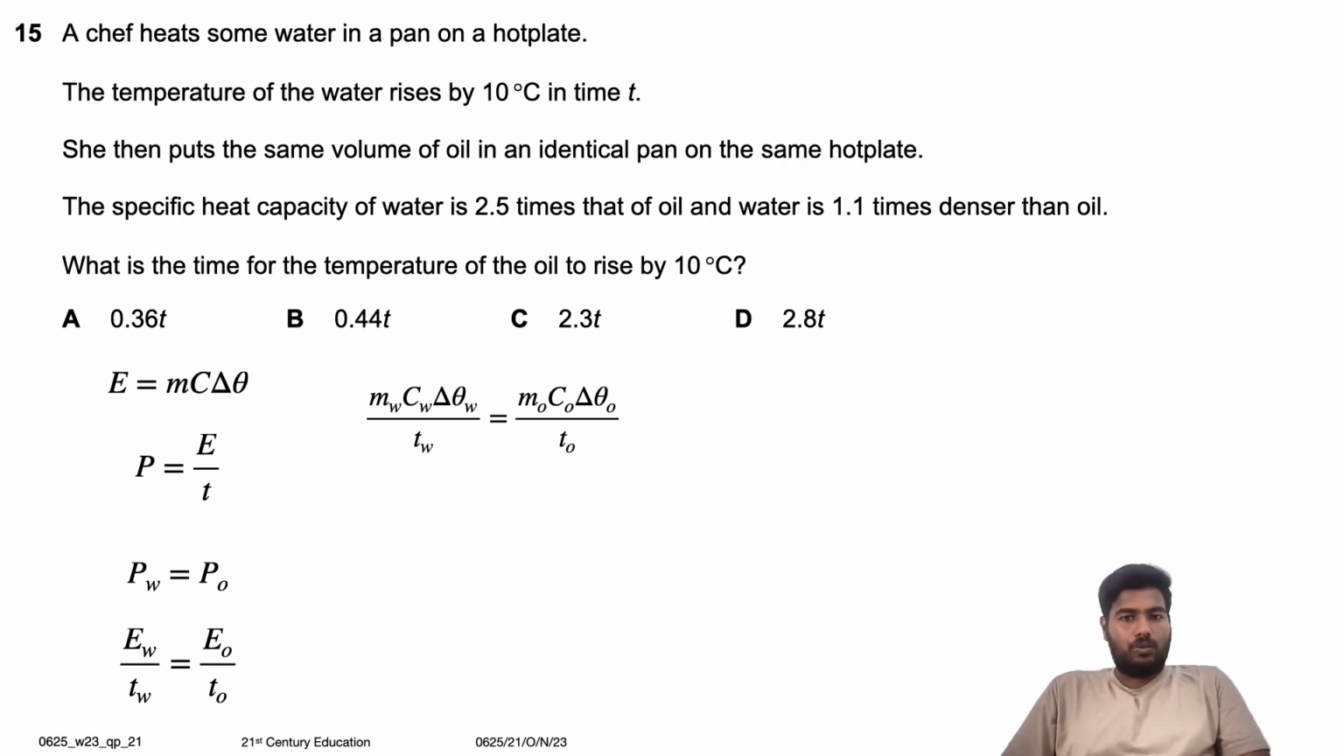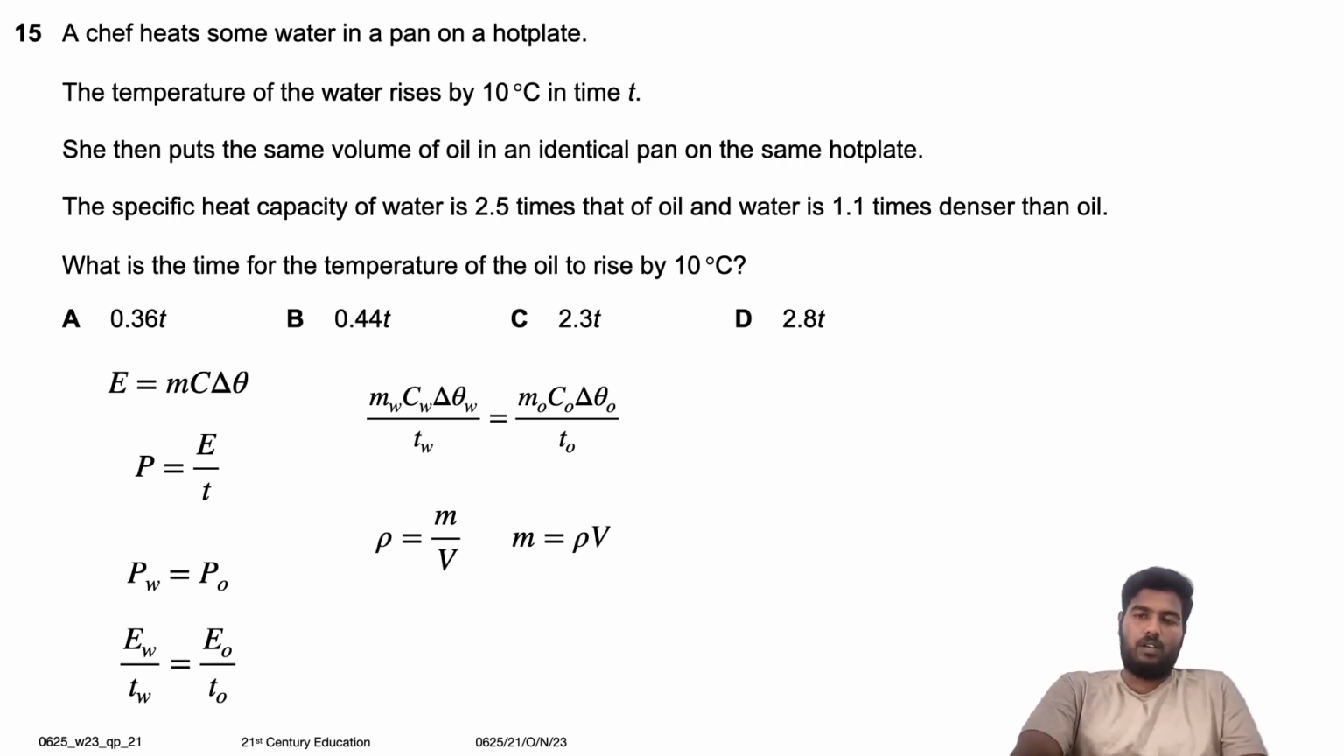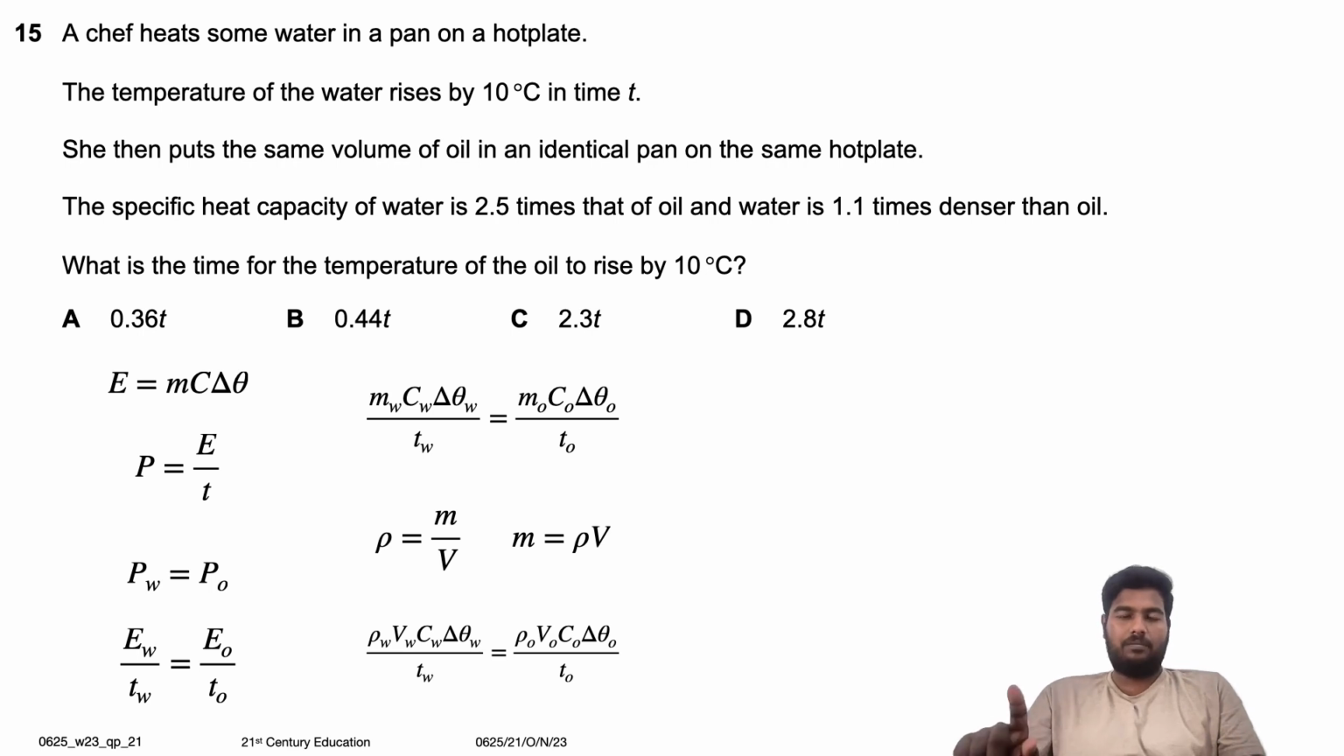So how can we connect these? We know that density is mass by volume. From that we can write mass is density into volume. So again we will put that in the equation. So density into volume of water, specific heat capacity of water, delta theta for water, divided by time taken for water, is equal to the same for oil. And if we look, the volume of the water and the volume of the oil is the same, so we can cancel those out. And delta theta for water is 10 degrees, and they are asking for the same increase in delta theta for oil, so that's also 10 degrees, and we can cancel that out.